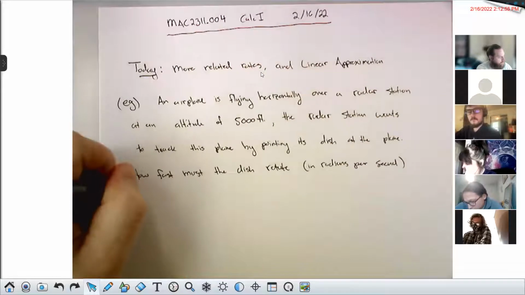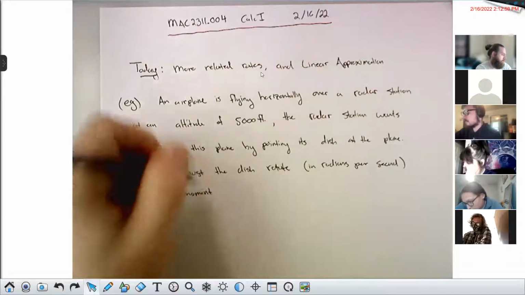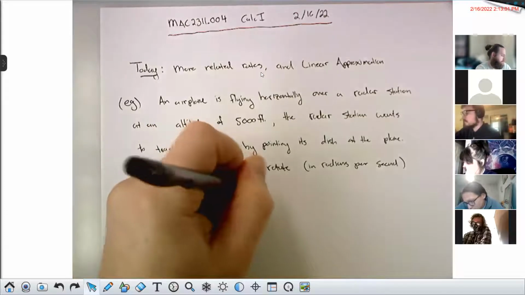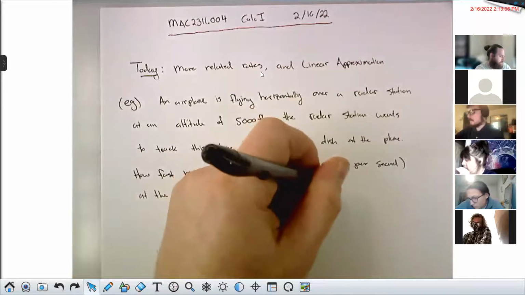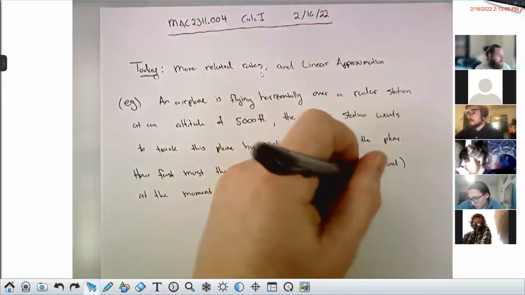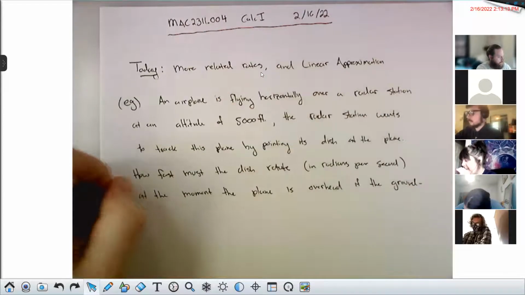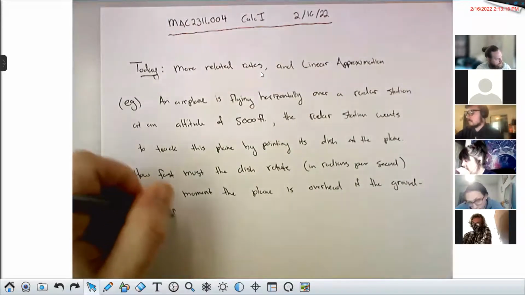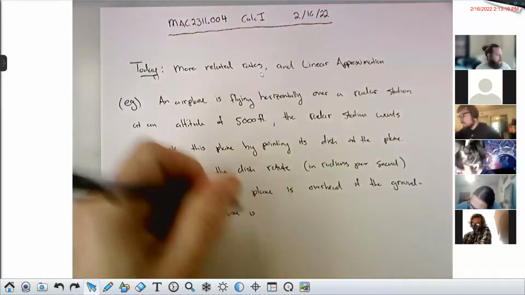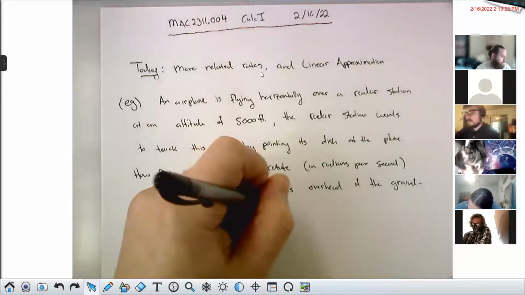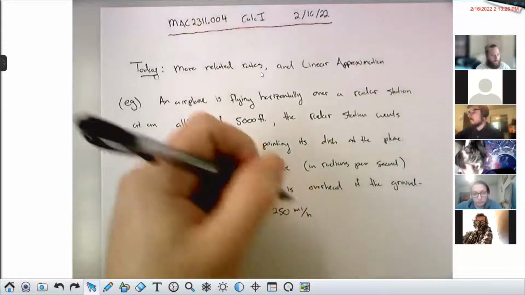At the moment the plane is overhead, if the ground speed of the plane is, let's say, 250 miles per hour.